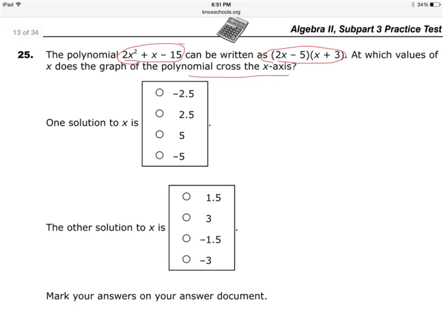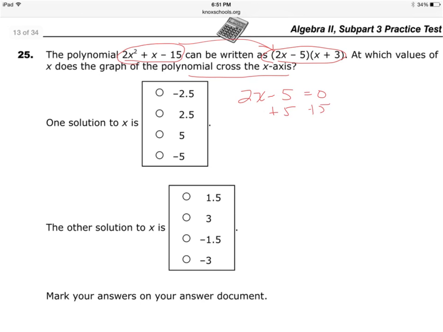And if we have the polynomial in factored form, then what we can do is just set each factor equal to 0 and solve for it. And that will give us the zeros, which are also the x-intercepts of the graph. So I'm going to set 2x minus 5 equal to 0 and solve.